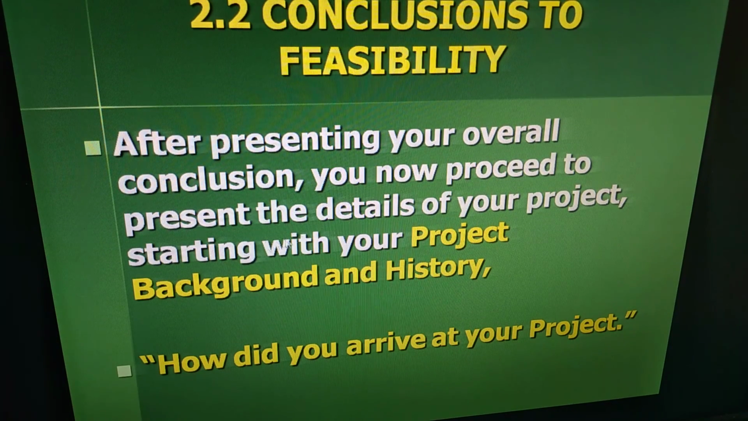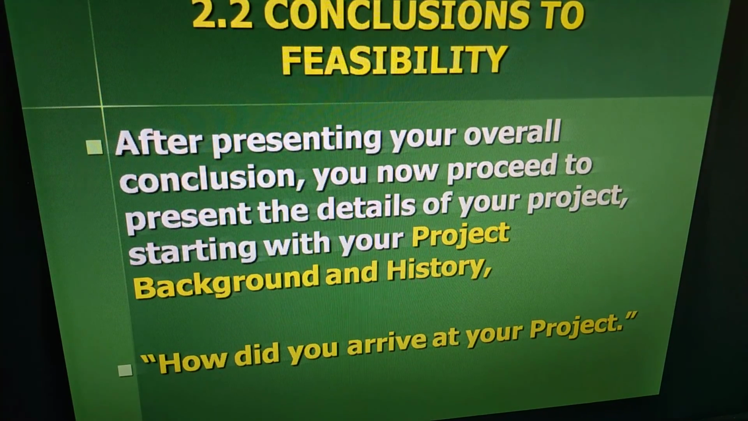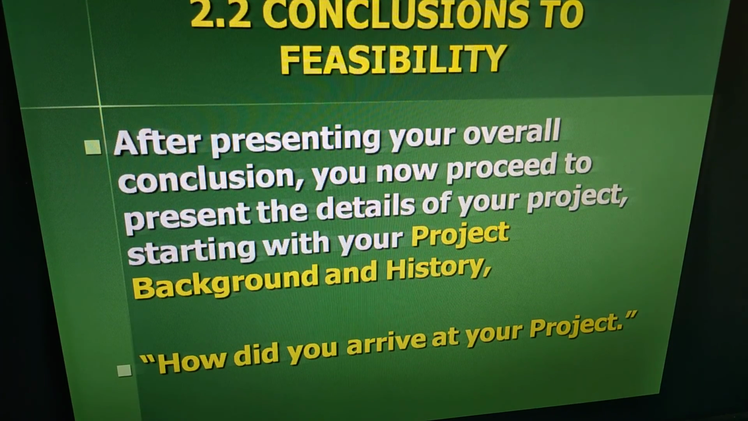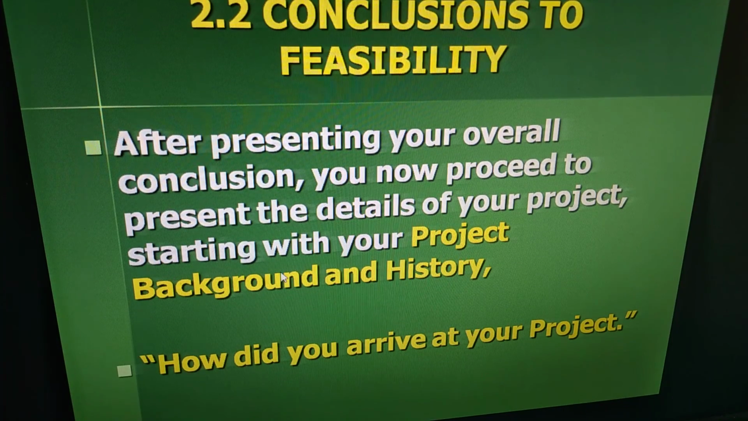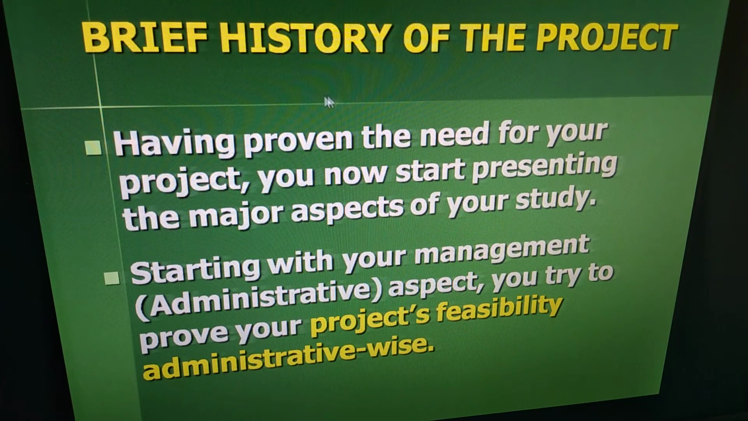Now, conclusion to feasibility. After presenting your overall conclusion, you now proceed to present the details of your project. You will discuss this during the deliberation or during the defense. And how did you arrive at your project? It means to say, what are the activities and key success factors that you have done, and you have decided that this is your approved project for your group. And then a brief history of the project.